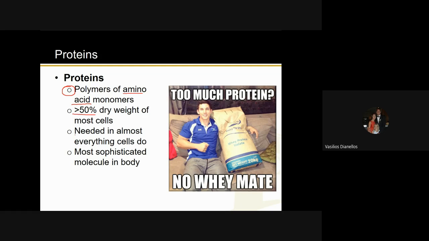The reason being is they are needed in almost everything cells do. And we'll talk a little bit about that in this chapter, and then later in the semester, that's going to be a very important concept. Your book says they're the most sophisticated molecule in your body. For the exam, the most important thing here on the slide is this top bullet point right here: proteins are polymers that are made up of amino acid monomers. Any questions so far?